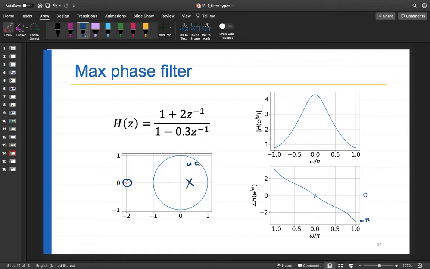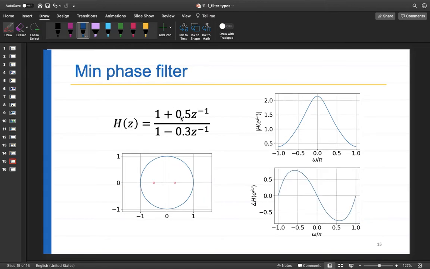Now let's look at the effect of moving this zero inside the unit circle, which means I replace my 2 by 1 upon 2. So I have replaced 2 with 1 upon 2, it becomes 0.5. So now the zero comes here, and the pole is there itself. What happens to the magnitude response? Nothing changes, right? Why? Because there's only a scaling by a factor of 2. If I multiply this with 2, then it is the same as the previous one. So the magnitude response has no change.